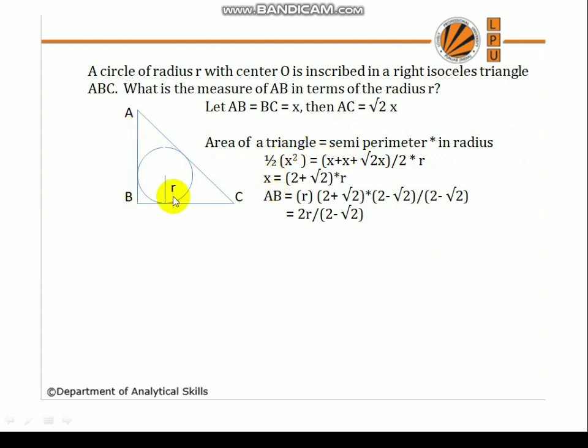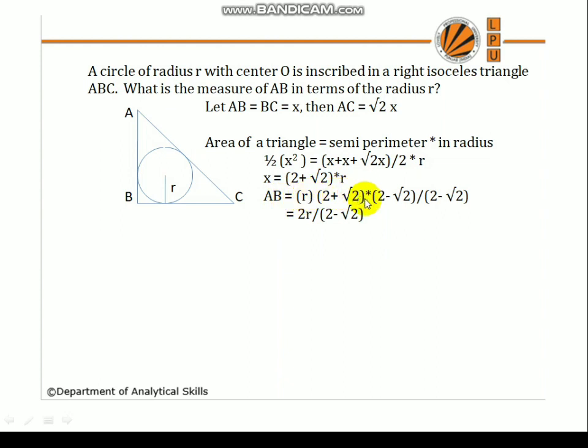Half of base into height. That is half of AB into BC. Both are equal, so half of X square. What is the semi-perimeter? X plus root 2 X upon 2, times r. This tells X is equal to (2 plus root 2) r. What is X? AB. Therefore, AB is equal to r times (2 plus root 2).